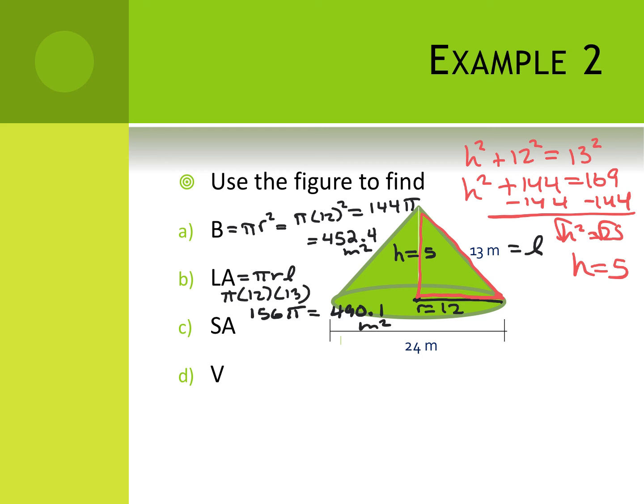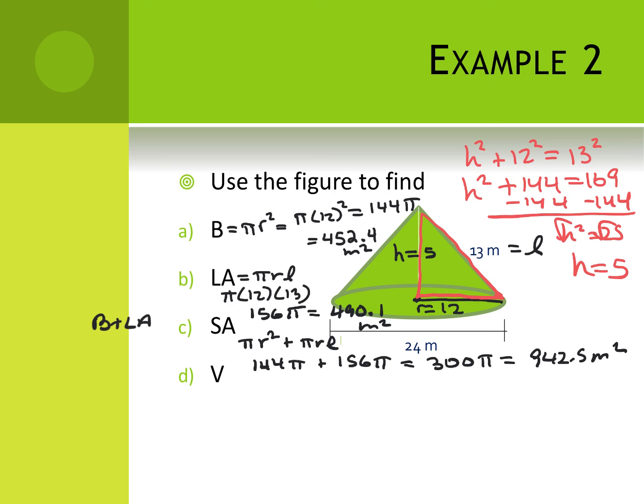For the surface area, I'm going to be doing pi r squared plus pi rl. Remember, we're doing base plus lateral area. So we already calculated it above. The base area was 144 pi. The lateral area was 156 pi. Adding those both together gives me 300 pi. Using the pi button, 942.5 meters squared.